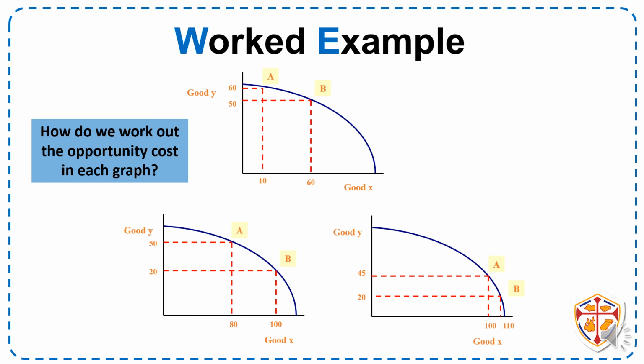If we look at the graph at the top, we can see that in order to get from point A to B, we will have to shift production from 60 units to 50 units of good Y, to increase production of good X from 10 units to 60 units. This is an opportunity cost of 10 units for good Y. Pause the video for a moment to work out the next two on your own. The opportunity cost for the PPF on the left is 30 and 25 for the one on the right.